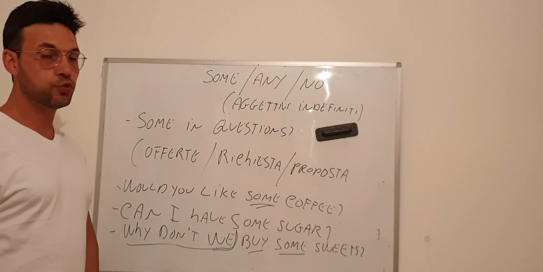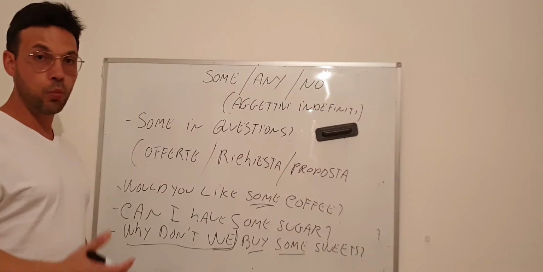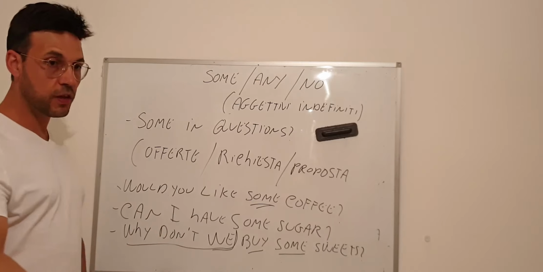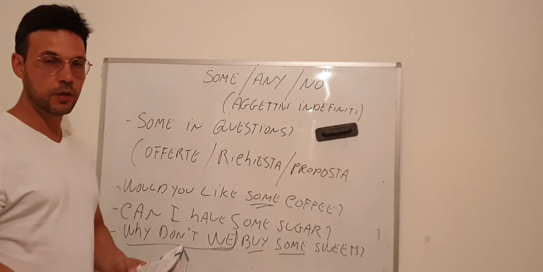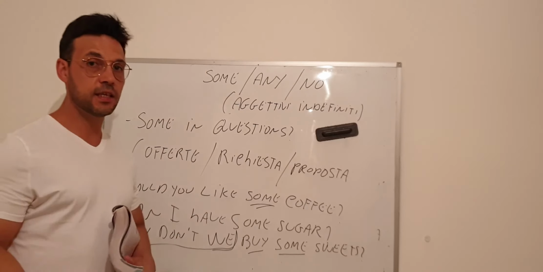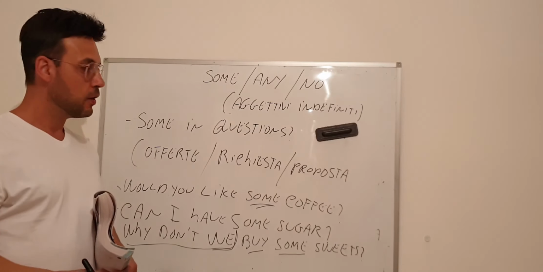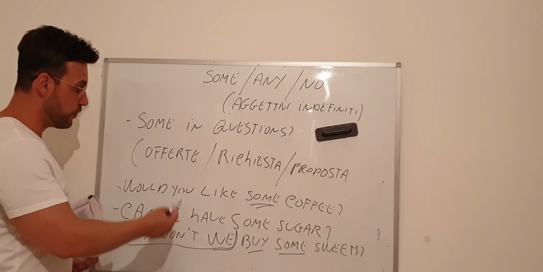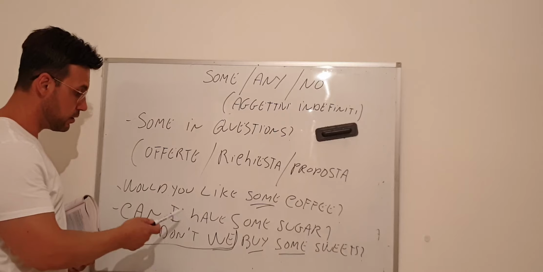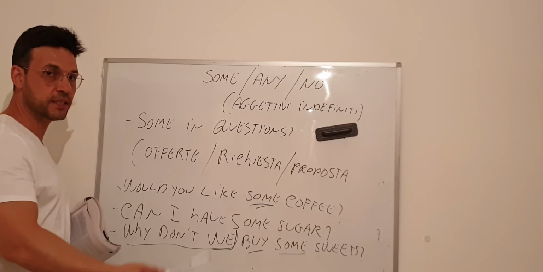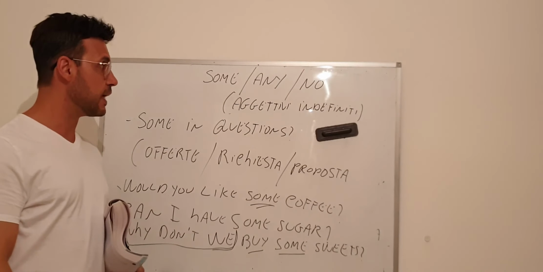Why don't we go to the beach? Okay. Can I have some sugar? Can I have some water, please? Would you like some coffee? Yes. No. Would you like some cookies? Yes or no? Okay. So this is the lesson and the difference between some, any, and no. And these are some ways of offering, requesting, and proposing something. Okay, suggesting something.